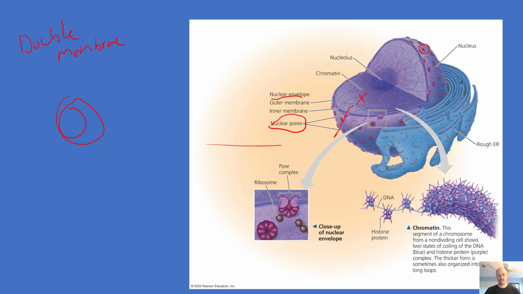Here's a close-up of a nuclear pore and some ribosomes stuck right here waiting to get to work, right? Inside of here is also chromatin, which is DNA all wrapped up around proteins. Now, attached to the nuclear envelope is the rough endoplasmic reticulum. The rough endoplasmic reticulum is a series of membranes all folded up. One of its primary jobs is protein production, and it does that because it has a whole bunch of ribosomes embedded in it. These are said to be bound ribosomes.